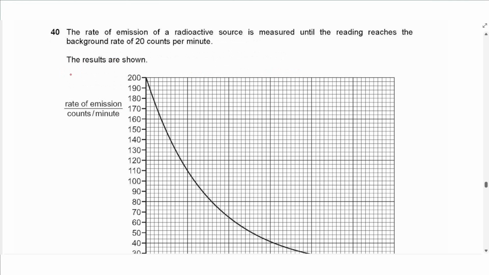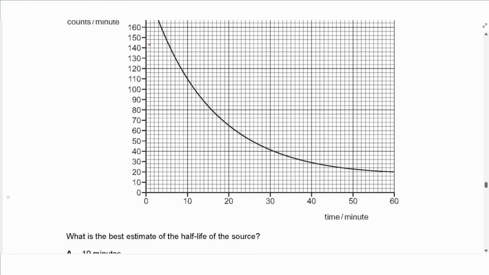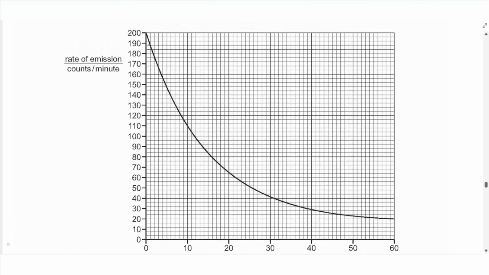Question 40 says the rate of emission of radioactive source is measured until the reading reaches background rate of 20 counts per minute. So we have background here and the results are shown. What is the best estimate for the half-life of the source? We have the initial value here 200, but when there is background we need to subtract the background at first. So 200 minus 20, that gives us 180. Then we divide that by 2 for one half-life, that gives us 90. But to move back to the graph with the background, we need to add the background again. So 90 plus 20, that gives us 110.